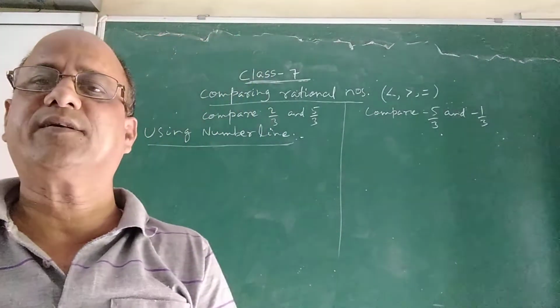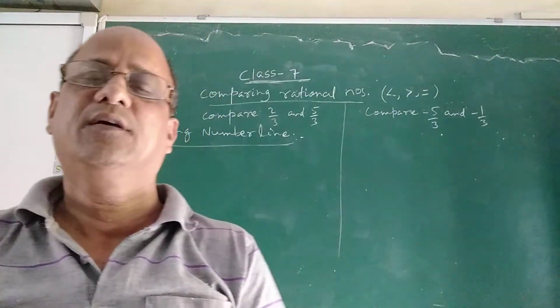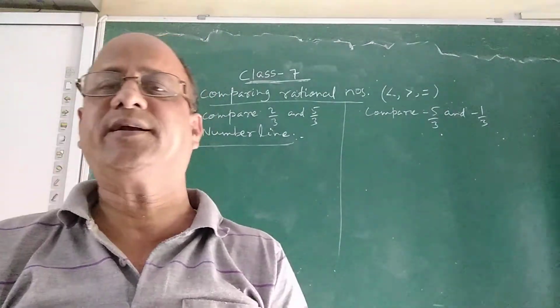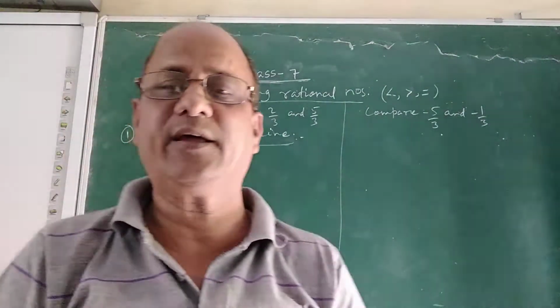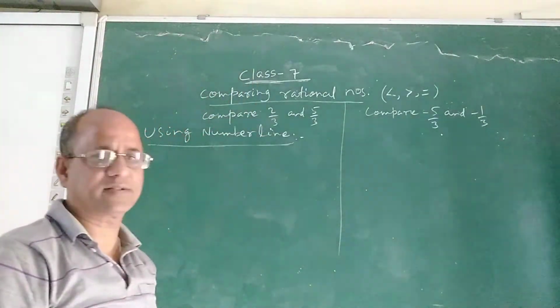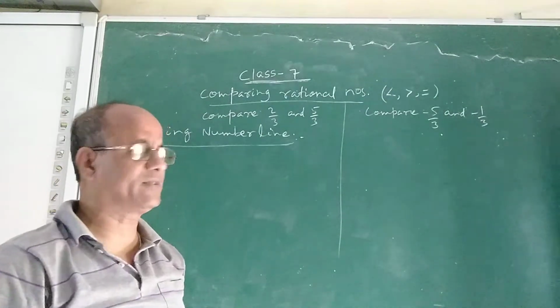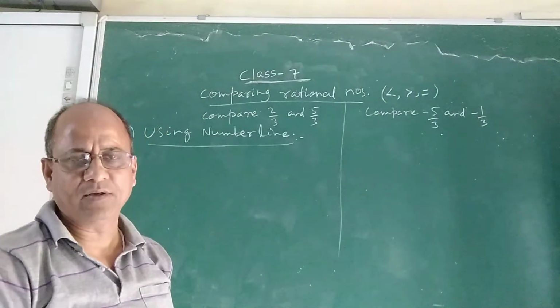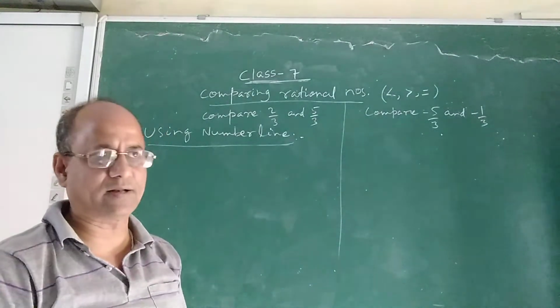Children, in the previous class, we discussed how to represent rational numbers on the number line. Today let us see how we will compare two rational numbers. That means, suppose you are given any two rational numbers, how will you compare them? What is the meaning of comparing two rational numbers?